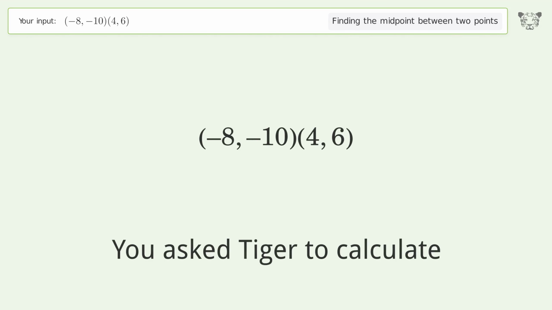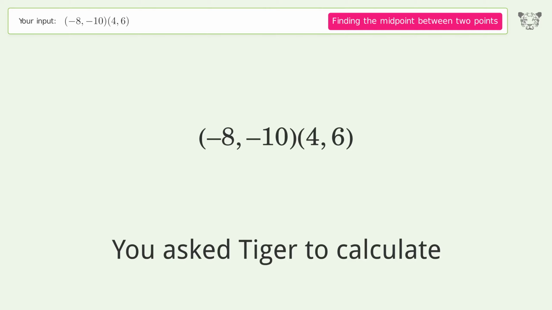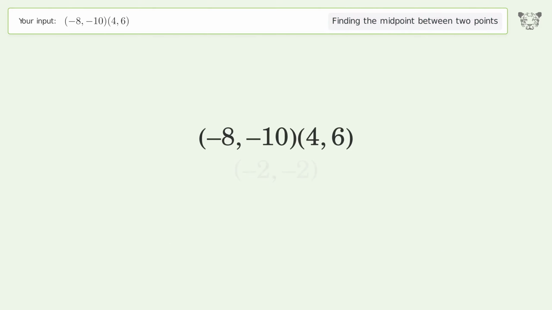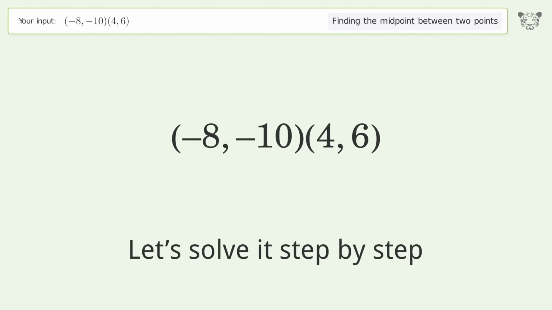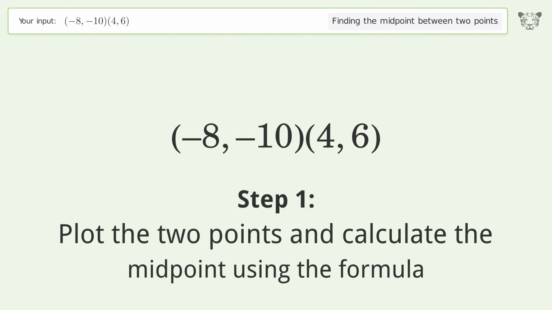You ask Tiger to calculate. This deals with finding the midpoint between 2 points. The midpoint between the 2 points is -2, -2. Let's solve it step by step. Plot the 2 points and calculate the midpoint using the formula.